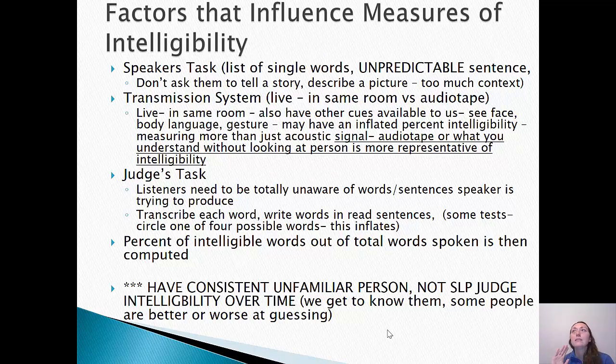So what are some ways we can reduce that bias or get a more authentic sample of intelligibility? Something we can do is utilize unpredictable sentences. There's not right or wrong, but some things we might want to try and avoid are asking them to tell a story or describe a picture, because there might be too much context. If we give them a picture scene, and we already know the picture, and then we have them describe it, and then we do a plus minus of every word we understand, well, that's still knowing the context, which can skew it.